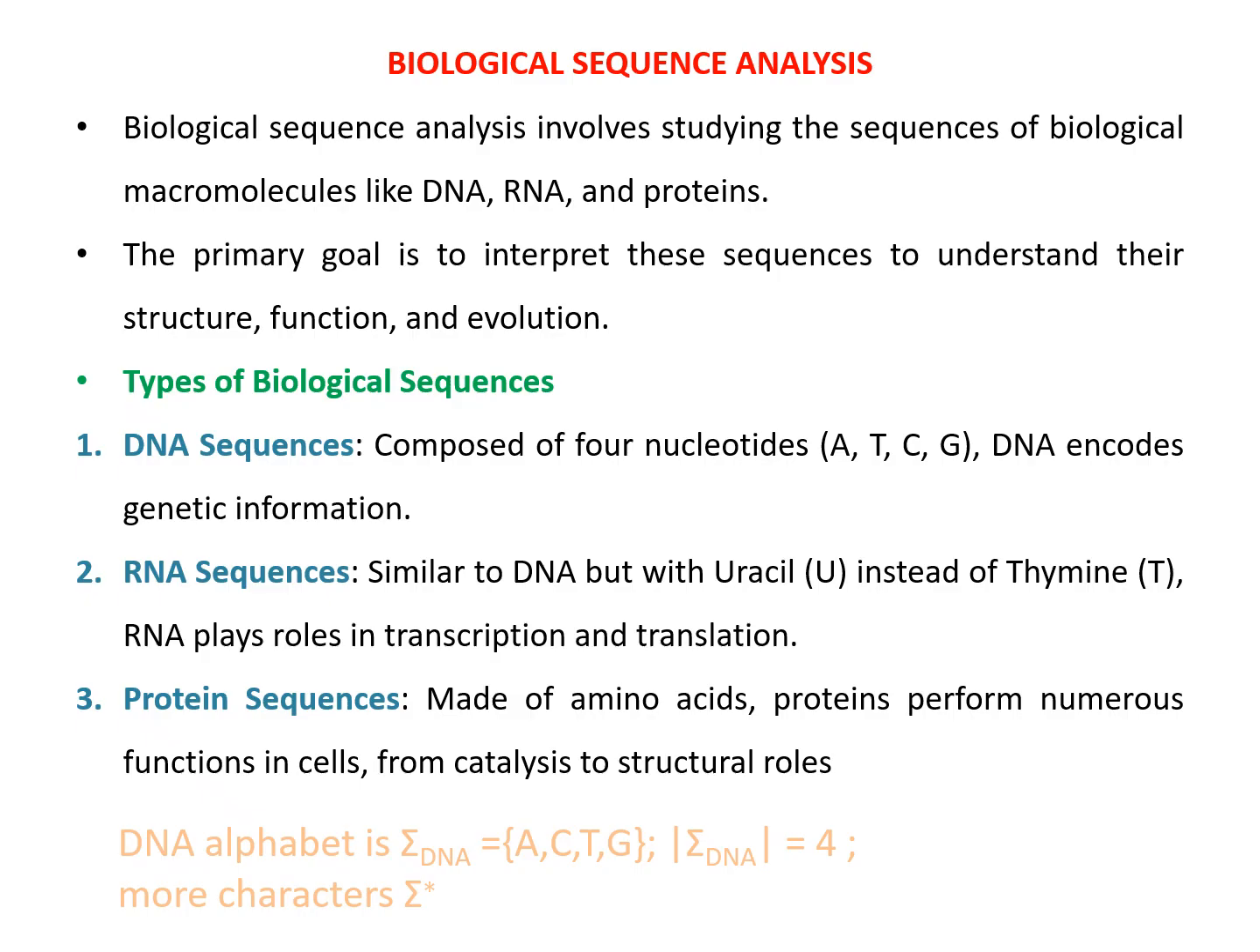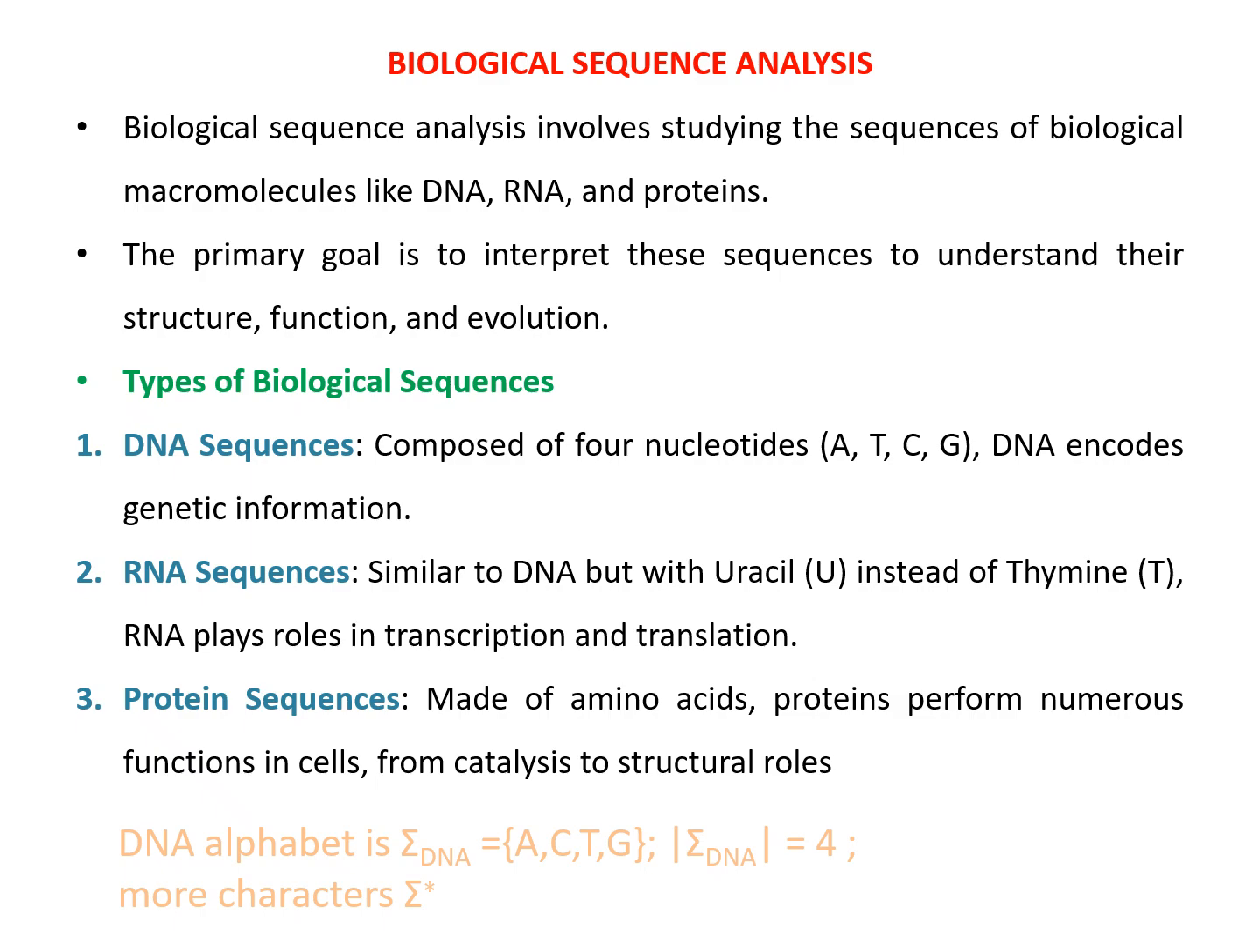Biological sequence analysis involves studying the sequence of biological macromolecules like DNA, RNA, and proteins. The primary goal is to interpret these sequences to understand their structure, function, and evolution. Types of biological sequences: DNA sequences are composed of 4 nucleotides A, T, C, G. DNA encodes the genetic information. RNA sequence is similar to DNA but with uracil instead of thymine. RNA plays roles in transcription and translation. Protein sequences are made of amino acids; proteins perform numerous functions in cells, from catalysts to structural roles.